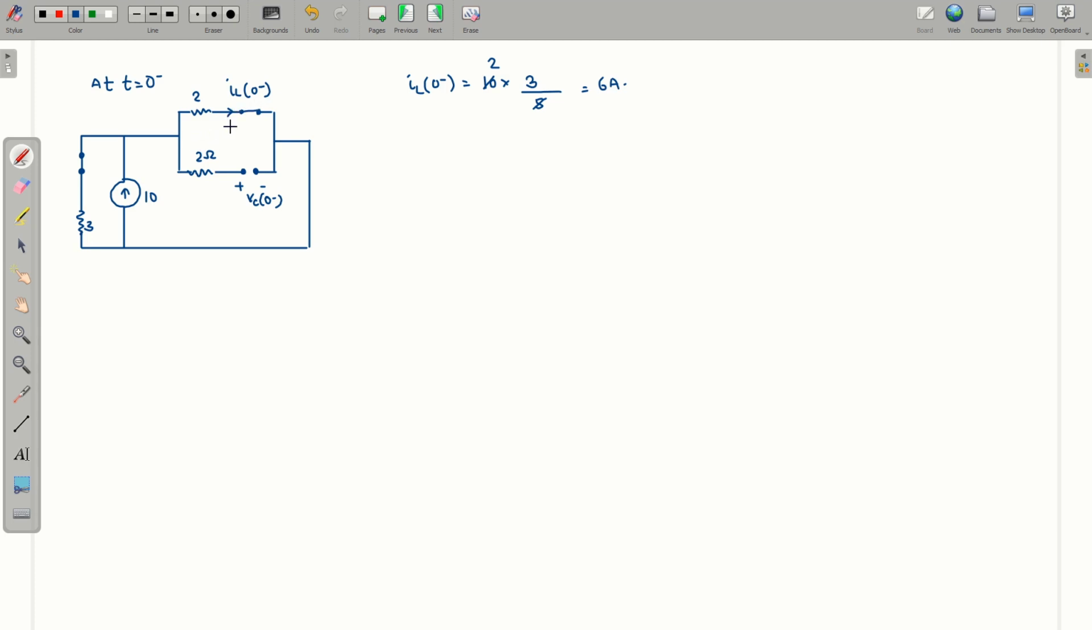If this is 6 ampere, what will Vc0 minus be equal to? If you apply KVL in this loop, it will be minus Vc0 minus plus 2 into 6 equal to 0. So that is 12 volt. So Vc0 minus is 12 volt. We have these initial values.